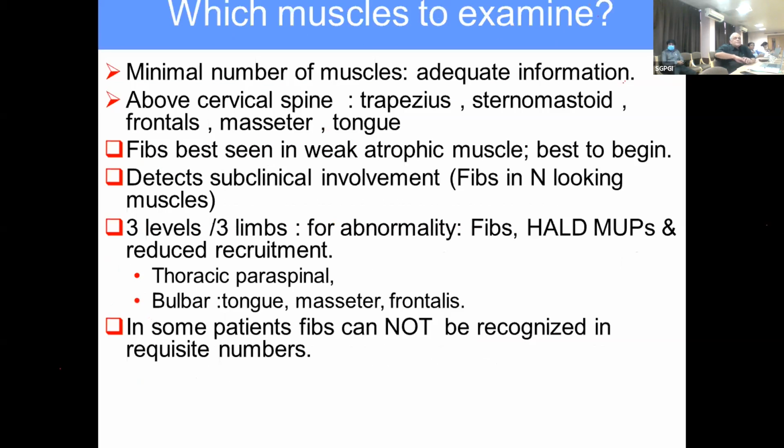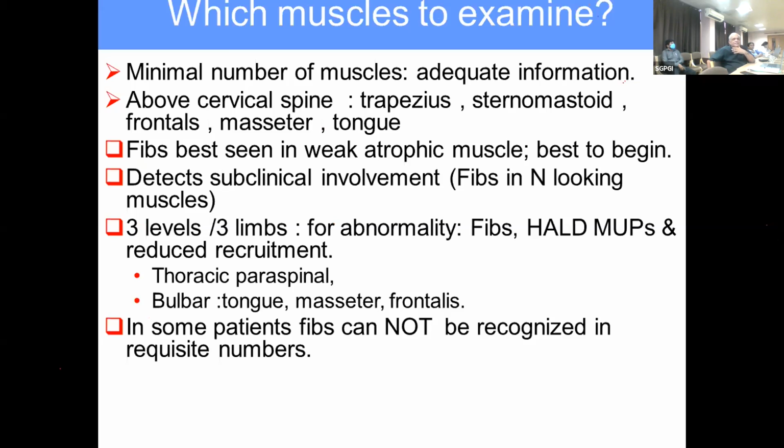Now, which muscles to examine? We have to examine the minimal number of muscles to get adequate information. Above the cervical spine, you can see trapezius, sternomastoid, frontalis, masseter, and tongue. So these EMGs one can practice, and if you can relax the patient to see fibrillation and motor units, you will get familiar. Fibrillations are best seen in weak and atrophic muscles, and it is best to begin from there. Subclinical involvement can be seen in normal muscles, but not very frequently, sometimes 20 to 30%.